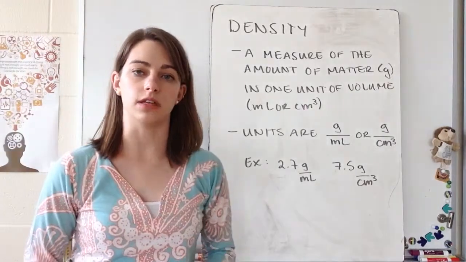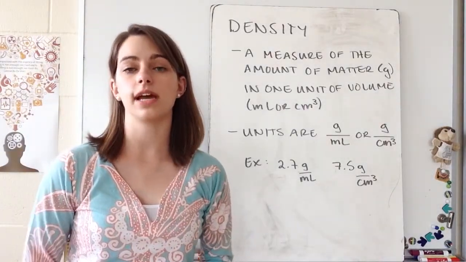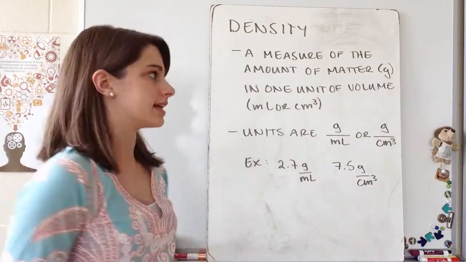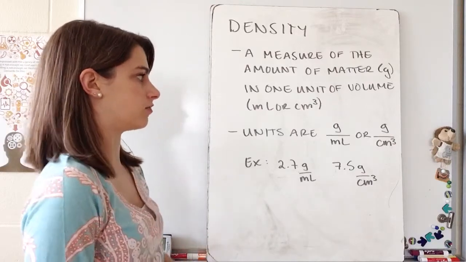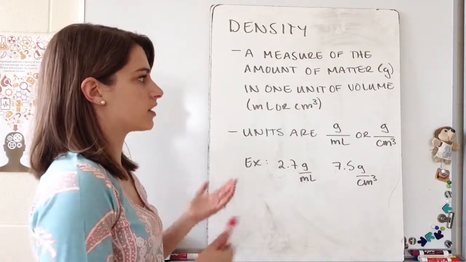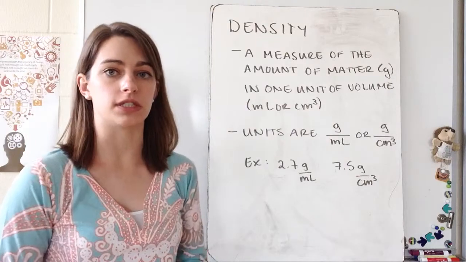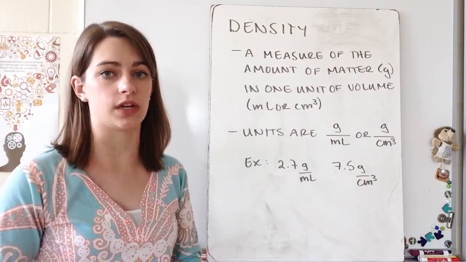So we're going to spend a couple minutes talking about density. First, we have to define what density is. Density is a measure of the amount of matter in 1 unit of volume. So the amount of matter is mass. So it's the mass per unit of volume.